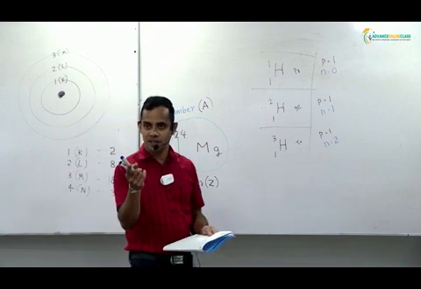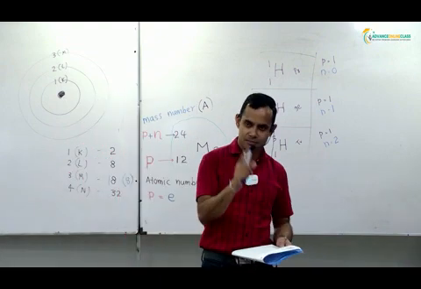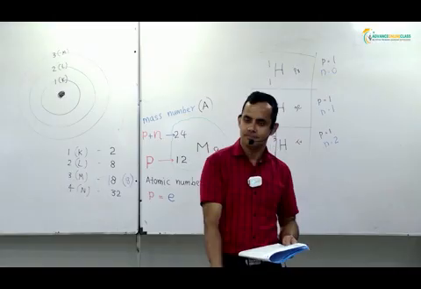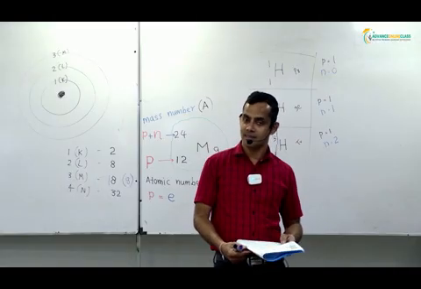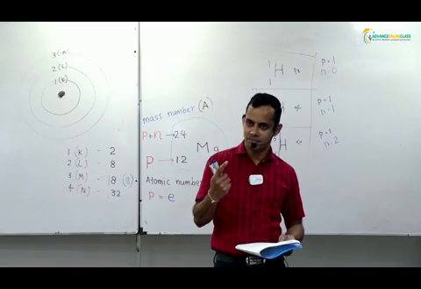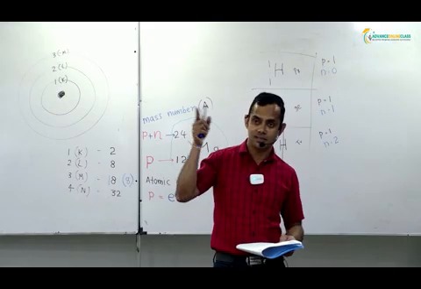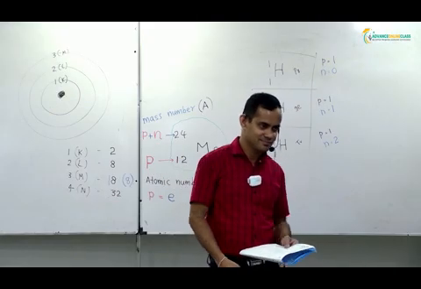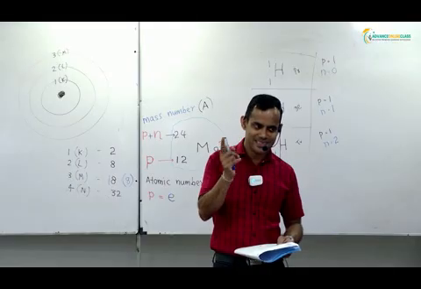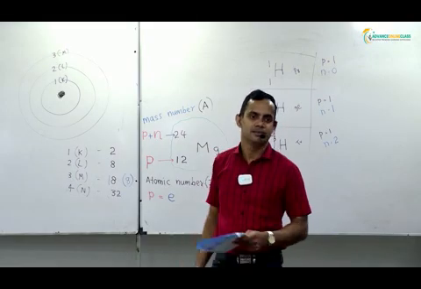Right. Then I want you to highlight 3 names of them: protium, deuterium, tritium. Highlight those three names and remember them. This one is protium, that one is deuterium, that one is tritium. Highlight those 3 names: protium, deuterium, tritium. You need to know them.